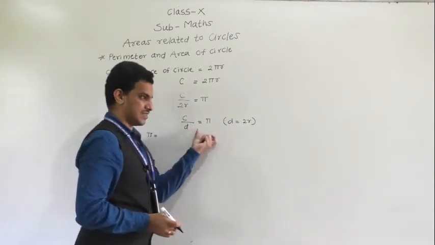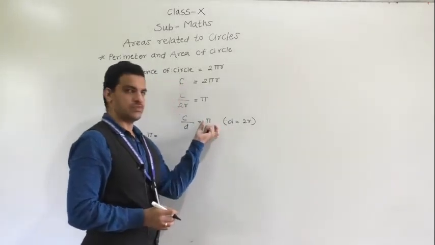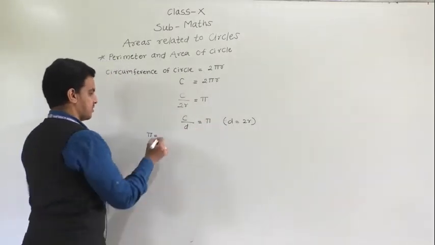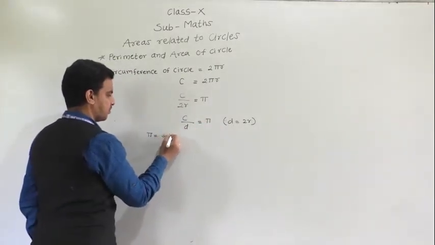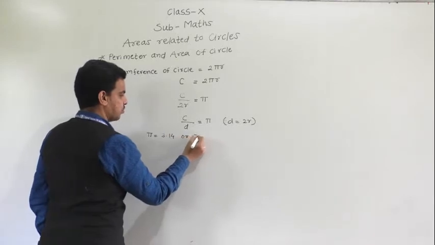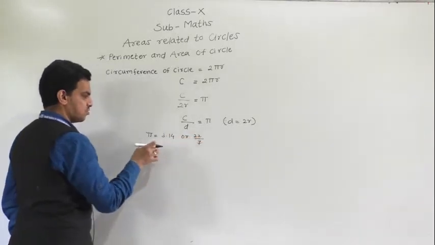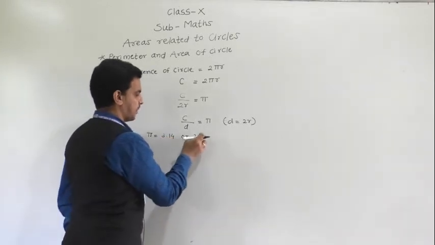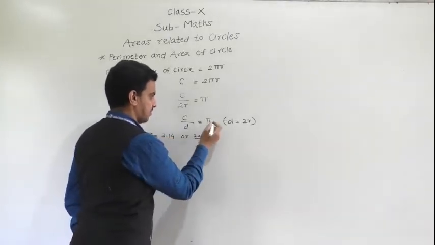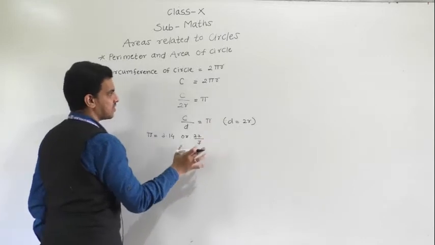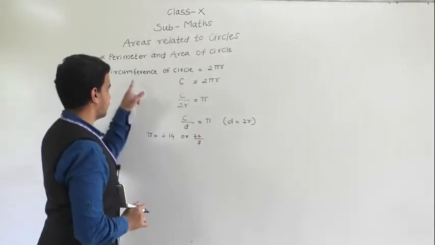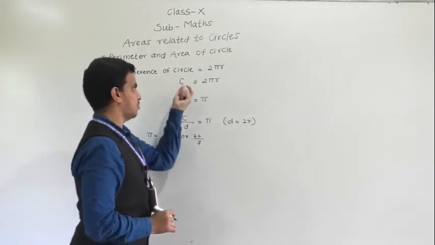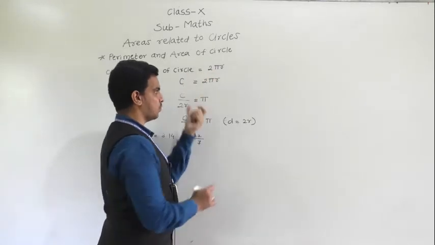For solving examples, we can take the value of pi as 3.14 or 22/7. So generally we use these two values for solving examples, 3.14 or 22/7. But pi is actually an irrational number. So this is the circumference of a circle, which is 2 pi r.